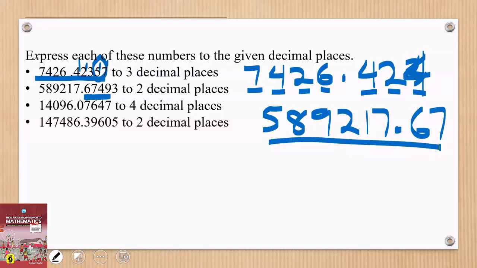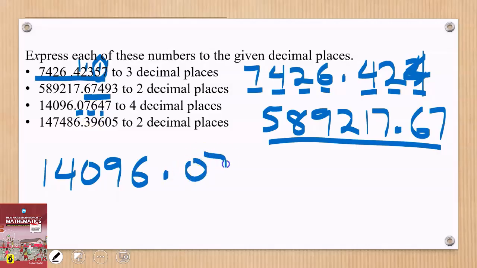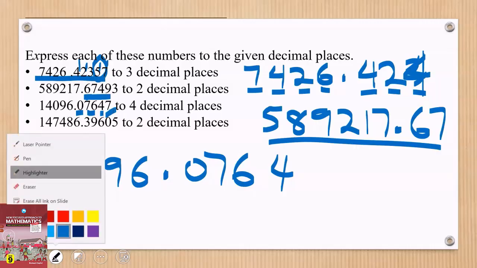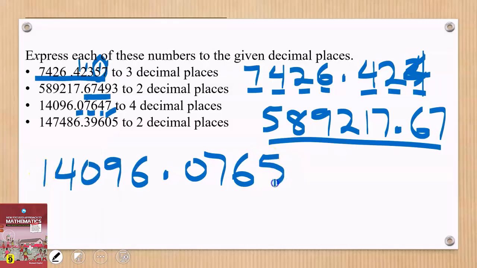Good. Now let's take the next one, which is 14096. Always write the numbers before the decimal point, because in decimal places we only count after the decimal point. So the first 4 decimal places are going to be 1, 2, 3, 4, so we have 0.0764. Now the number that follows the 4 is 7, and so we can round off this 2. This now becomes 5. Good. And so that will be the 4 decimal places.